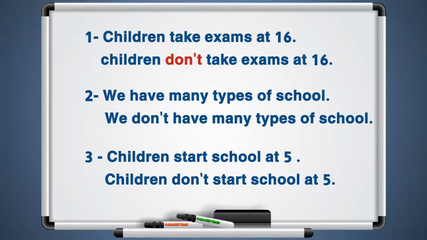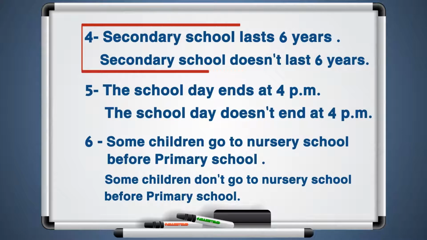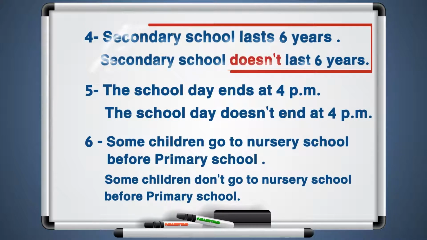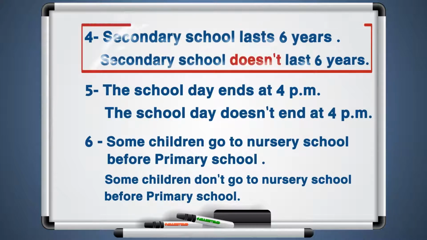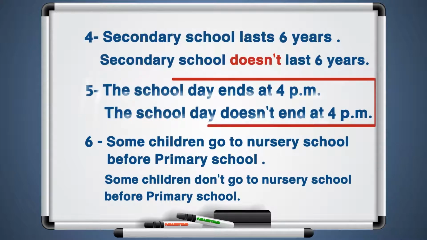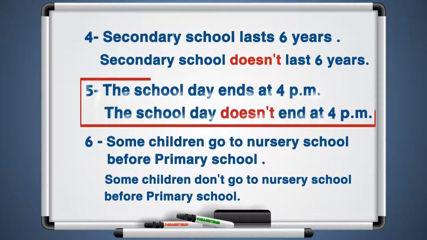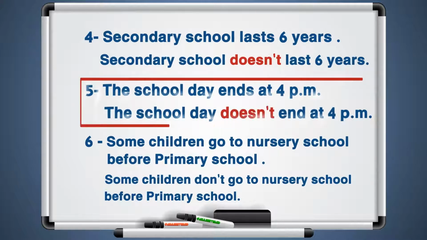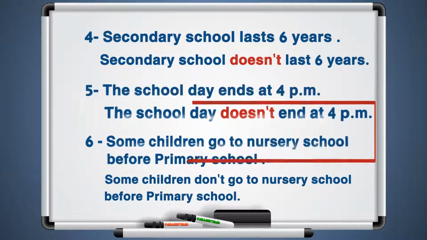We have many types of school. We don't have many types of school. Children start school at 5. Children do not start school at 5. Secondary school lasts for 6 years. Secondary school does not last for 6 years. The school day ends at 4 p.m. The school day does not end at 6 p.m.